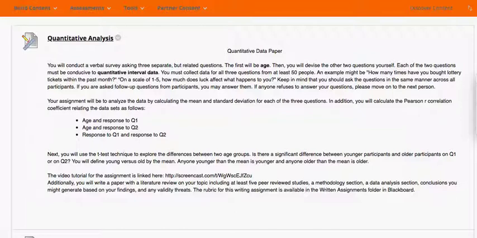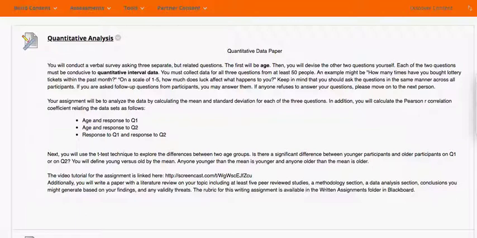Then, based on the 50 people's responses, you're going to be doing some statistical analysis. We're going to be using both descriptive statistics and inferential statistics. We're going to be looking first at just getting the mean and standard deviation on our questions, just to see how much variance there is. Then we're going to be doing correlations to see if we see any connections between their age and their response to the first question, their age and their response to the second question, and then any correlation between question 1 and question 2.